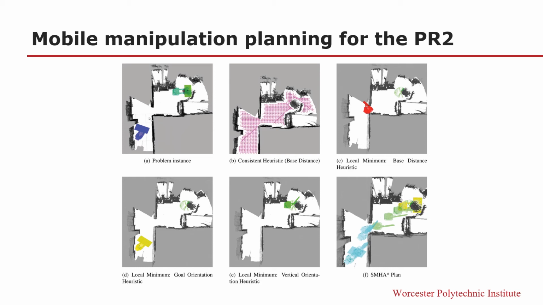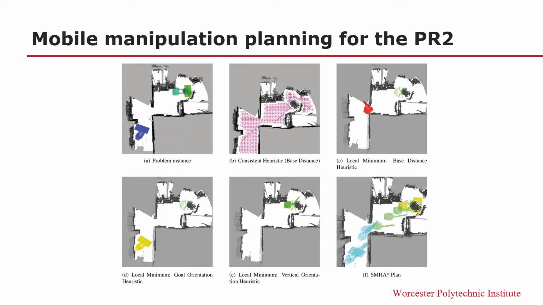The blue configuration shows the initial configuration and the green configuration shows the goal configuration. Figure B shows the vector field generated by the backpropagation. In figure C, the robot uses a single admissible heuristic to traverse the path. However, it does not include any information of the orientation, due to which it gets stuck at the doorway.